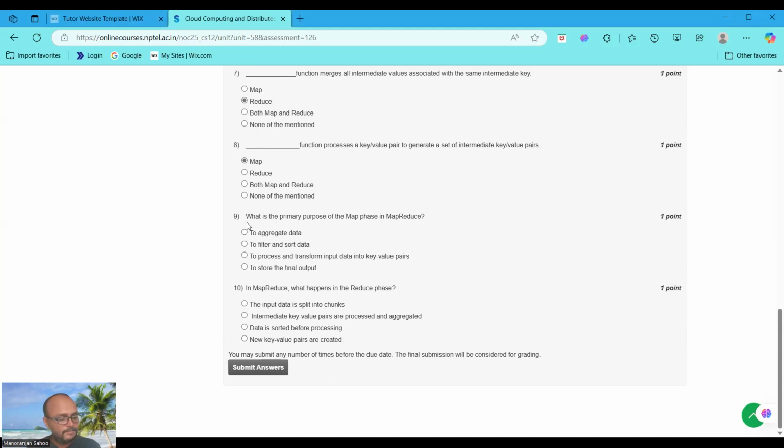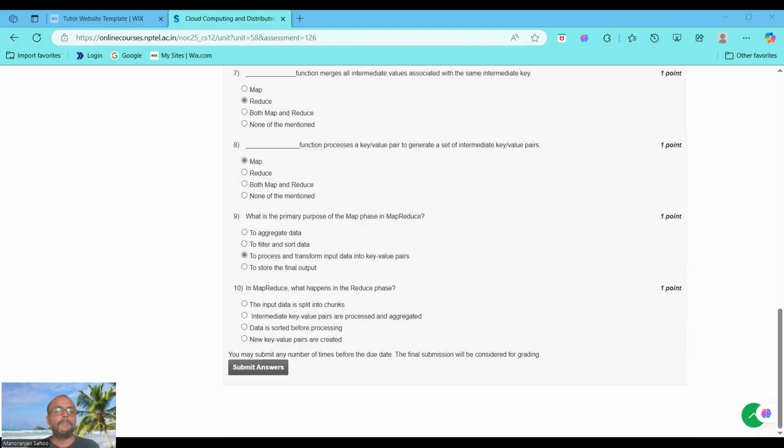Question number 9. What is the primary purpose of the map phase in MapReduce? What is the main purpose? The main purpose is to process and transform input data into key value pairs. Got it?